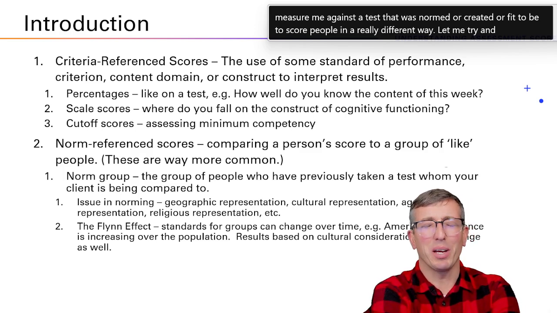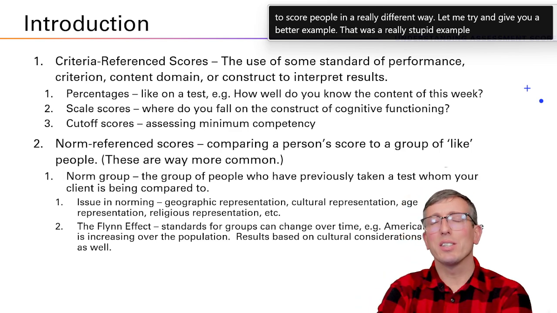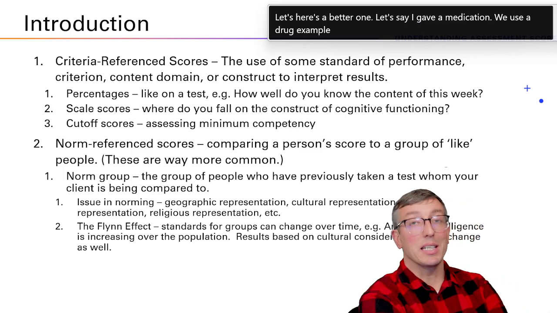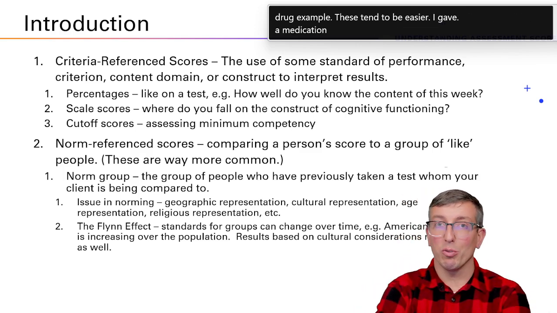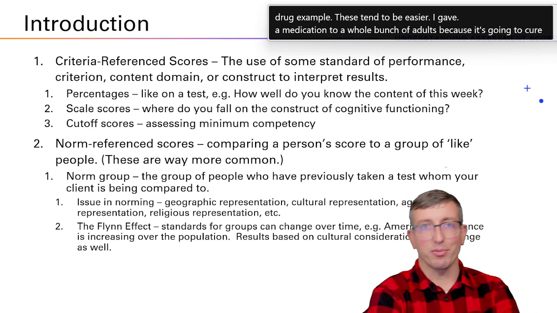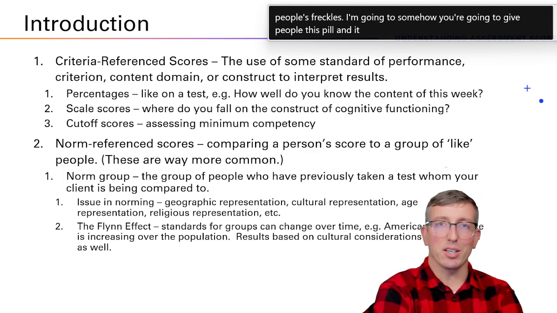Let me try and give you a better example. That was a really stupid example. Here's a better one. Let's say I gave a medication. We'll use a drug example. These tend to be easier. I gave a medication to a whole bunch of adults because it's going to cure people's freckles. You're going to give people this pill and it's going to take all their freckles away.